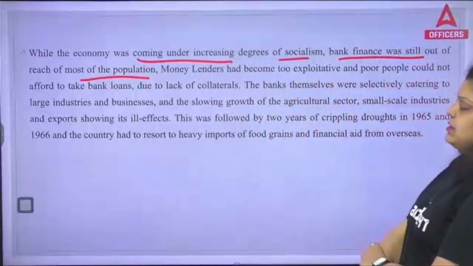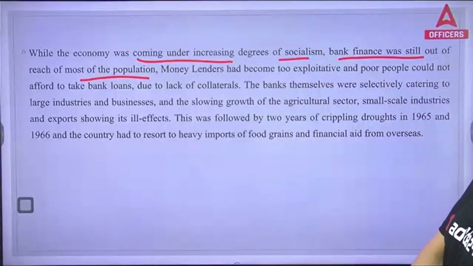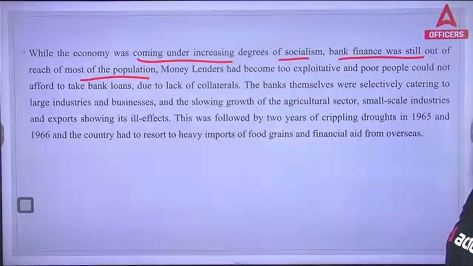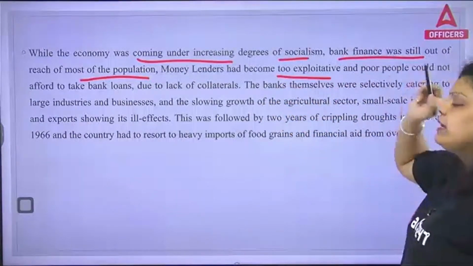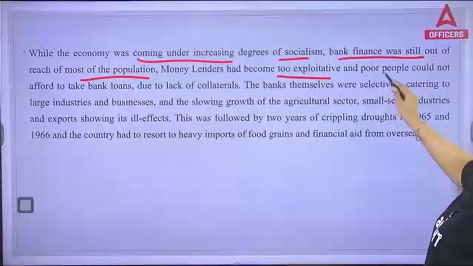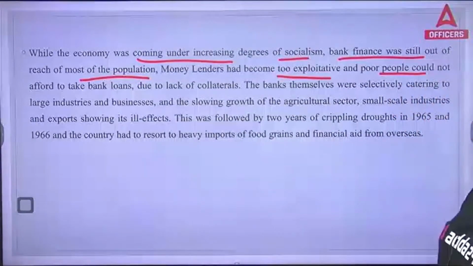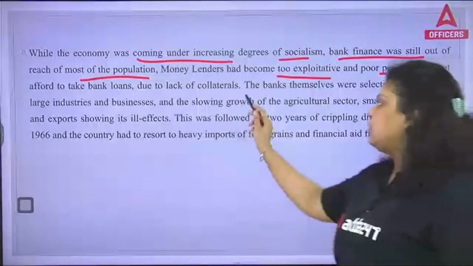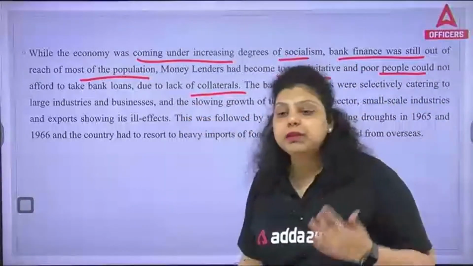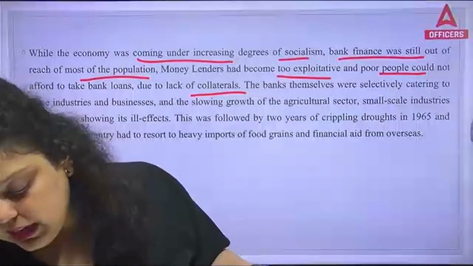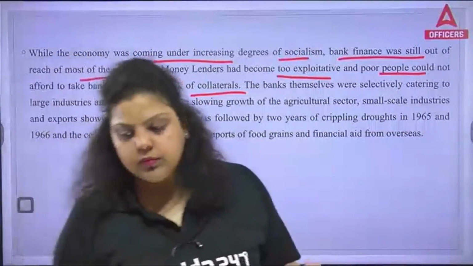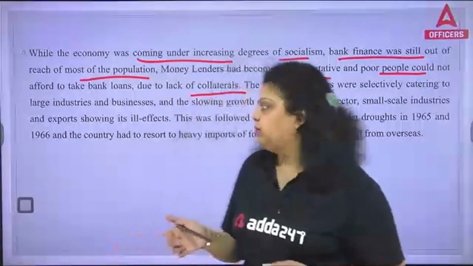So while the economy was coming under increasing degrees of socialism, bank finance was still out of reach of most of the population. The moneylenders had become too exploitative, and poor people could not afford to take a bank loan due to the lack of collateral. Collateral means security. If I am taking a loan, I have to give something as security to the bank. Otherwise, the bank will not provide me the loan. So this issue was there.